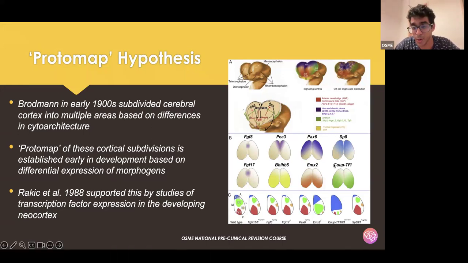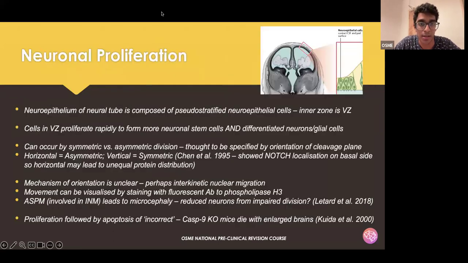So this diagram on the right is basically trying to symbolize that. You have different levels of different genes being expressed in different parts of the brain that specify specific structures that go on to develop in those regions. Hopefully that's helpful.